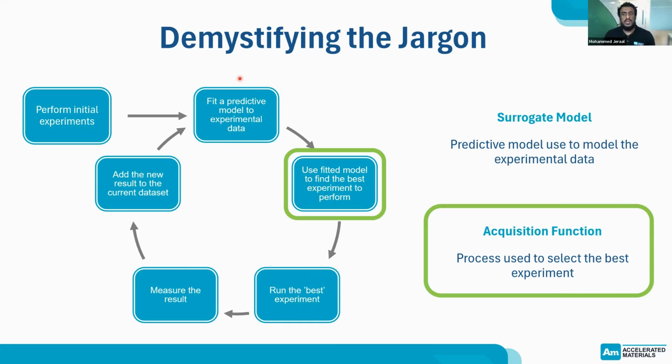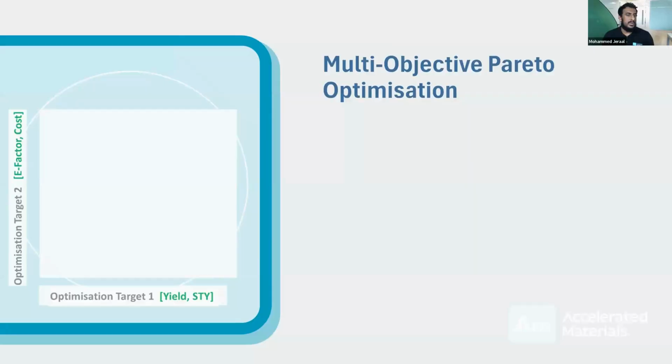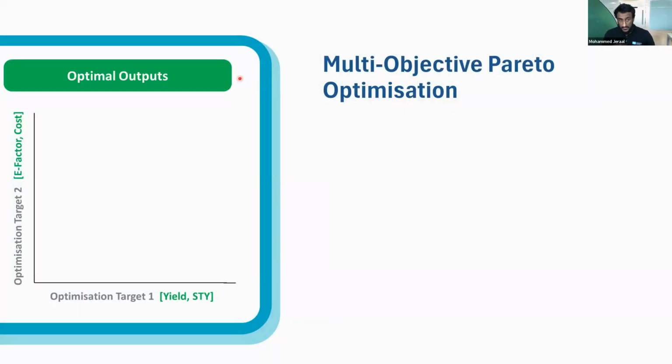I won't go into too much detail about acquisition functions, but one of the benefits of Bayesian optimization is that it's quite amenable to multi-objective optimization. A key thing to note is that not all Bayesian optimization is multi-objective optimization, but the way in which we do it here, it is multi-objective. And this slide will show you how it works.